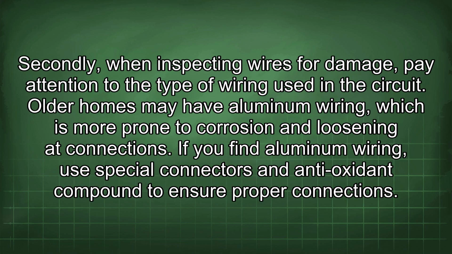Secondly, when inspecting wires for damage, pay attention to the type of wiring used in the circuit. Older homes may have aluminum wiring, which is more prone to corrosion and loosening at connections. If you find aluminum wiring, use special connectors and antioxidant compound to ensure proper connections.